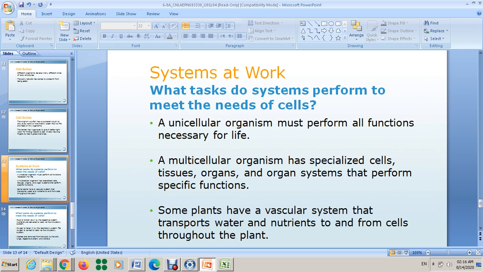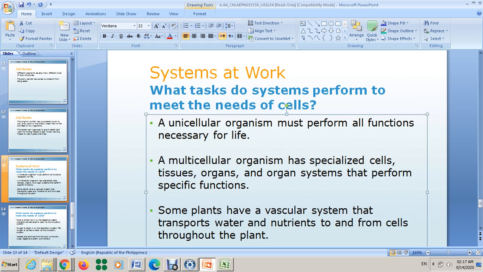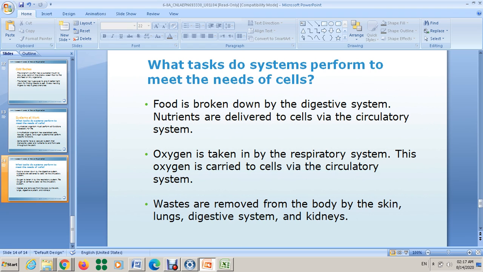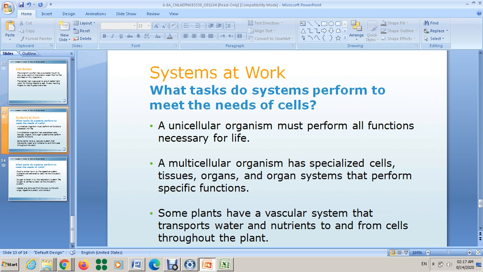Also, you have to know some plants have a vascular system that transports water and nutrients to and from cells throughout the plant. What makes up the vascular system? The vascular system is made up of the xylem and the phloem. The xylem carries water and minerals from the roots, or from the side roots, to the leaves. And when the leaves do photosynthesis and make nutrients, the phloem carries these nutrients from the leaves to the other parts of the plant.